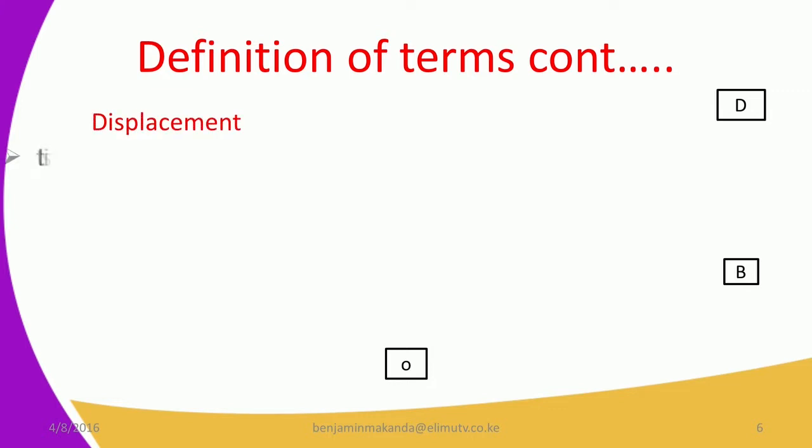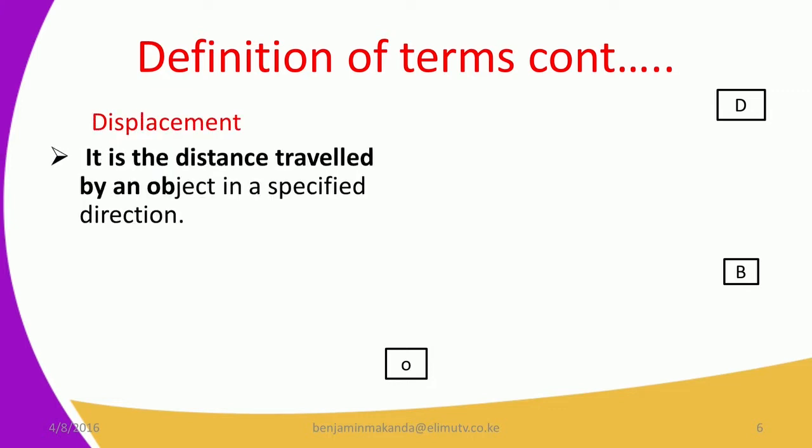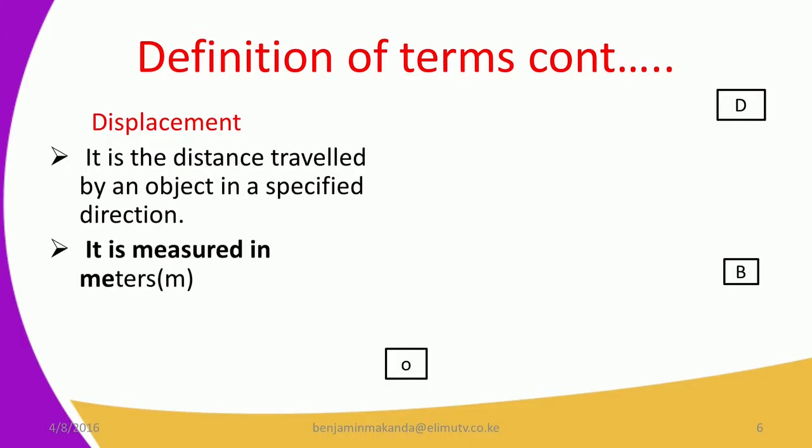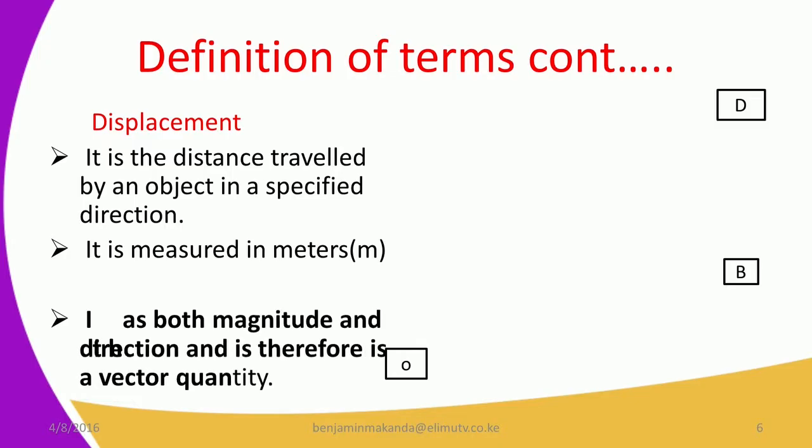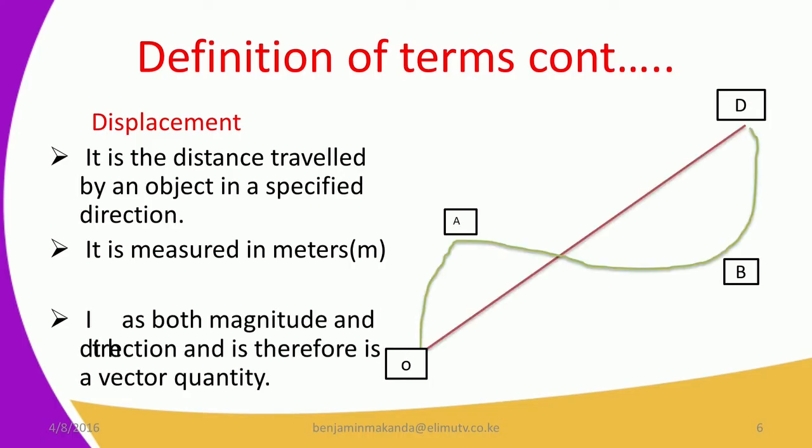So the next one is displacement, and it is the distance traveled by an object in a specified direction. It is measured in meters, just like distance. It has both magnitude and direction and is therefore a vector quantity. It's a vector quantity. Now let's understand this from this demonstration here.